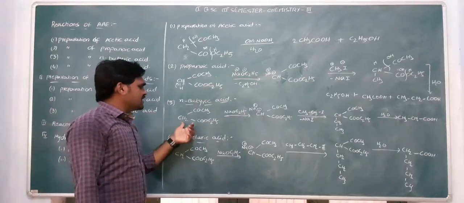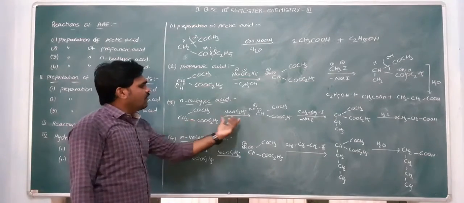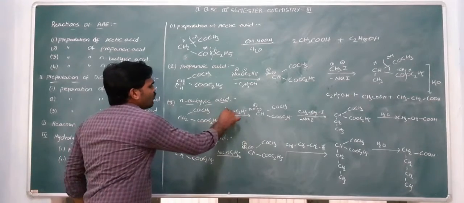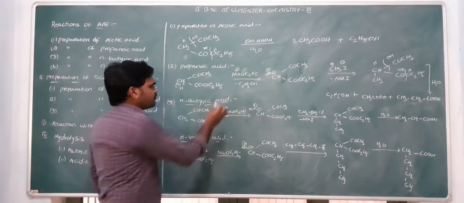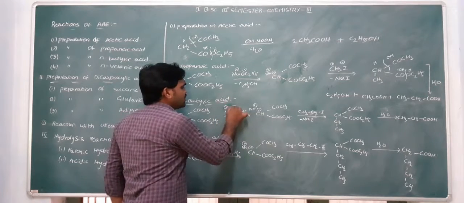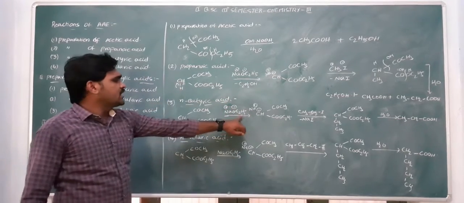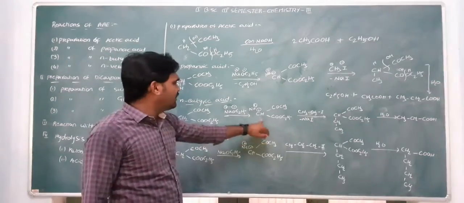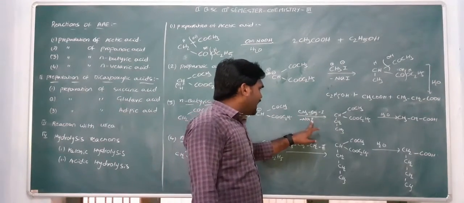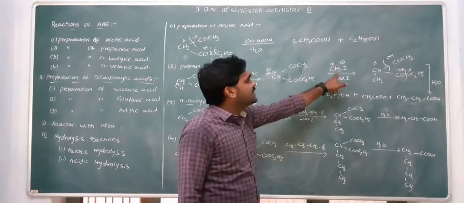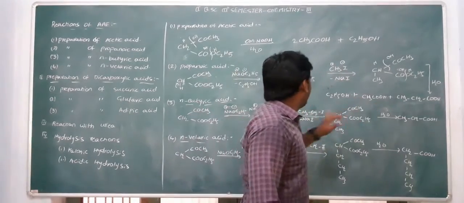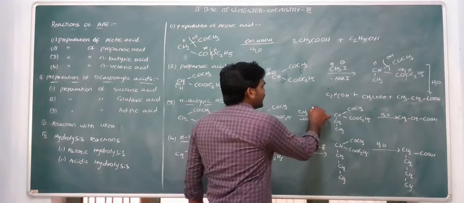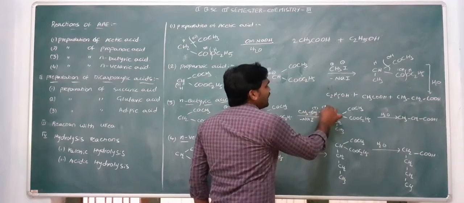Similarly, butyric acid. First take the acetoacetic ester. When it is reacted with sodium ethoxide, Na plus and OC2H5 minus, the OC2H5 minus abstracts the proton from the CH2 carbon and forms CH minus. When it is reacted with CH3CH2I, with methyl iodide 1 carbon was added, here 2 carbons are added. CH3CH2I gives CH3CH2 plus and I minus.